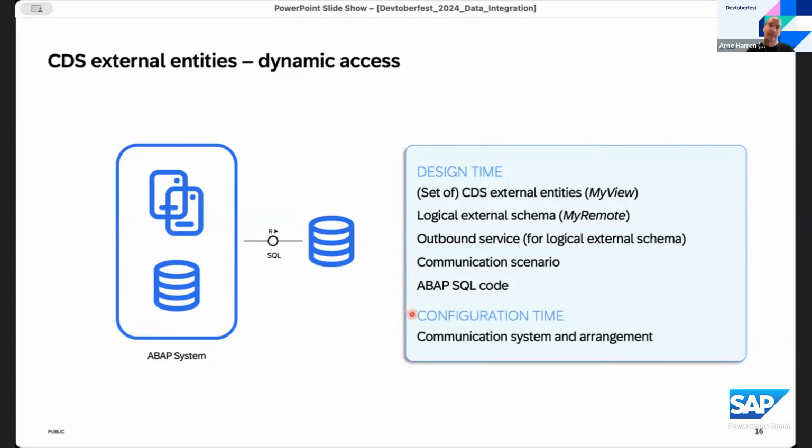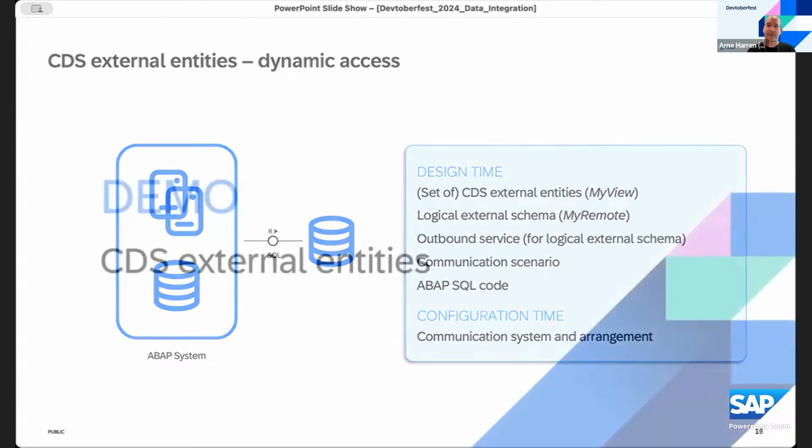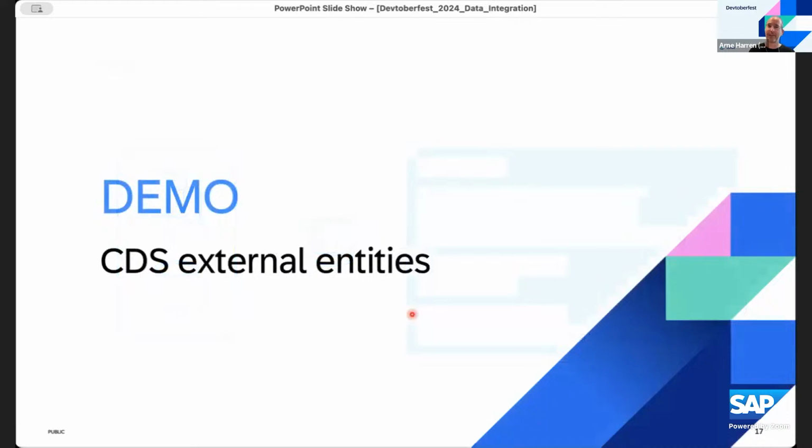Okay, and as mentioned, at configuration time for that specific ABAP system, you need, of course, to configure that your logical external schema points to a concrete remote source. And it can be different per system, so it's something you have to configure at the system where you want to use the code that uses the external entity. Okay, and with that, we also jump to a demo for the external entities, and I hand over to Harish.